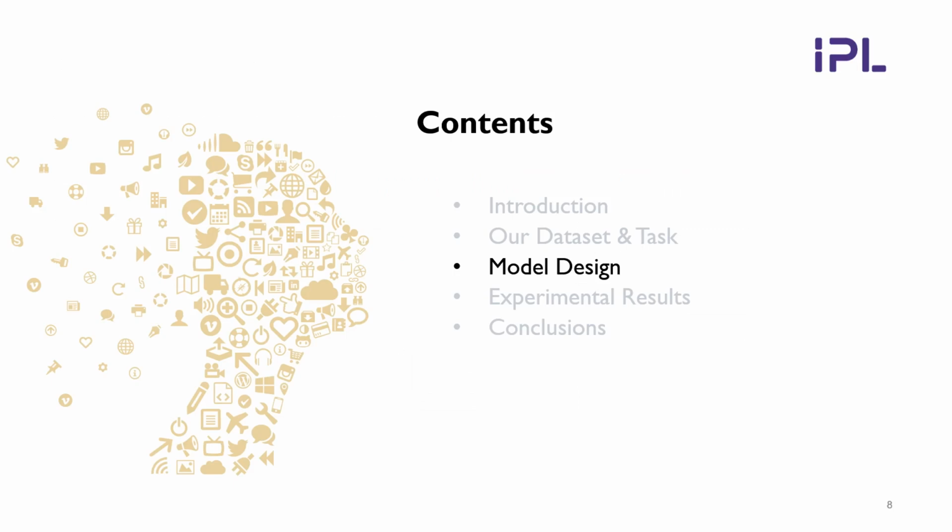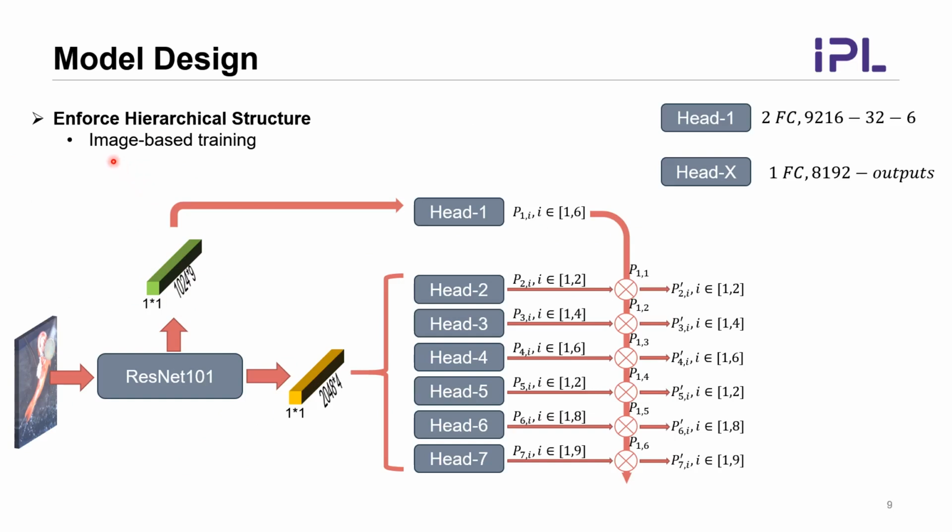Next, I will talk about our model design for our hierarchical species classification task. Our model is image-based training. Here is the input image, and ResNet 101 is our backbone to extract image features. From one middle layer, we get the green feature map for group classification, and that feature will be input to head 1 for group classification, and head 1 will output probabilities over 6 groups.